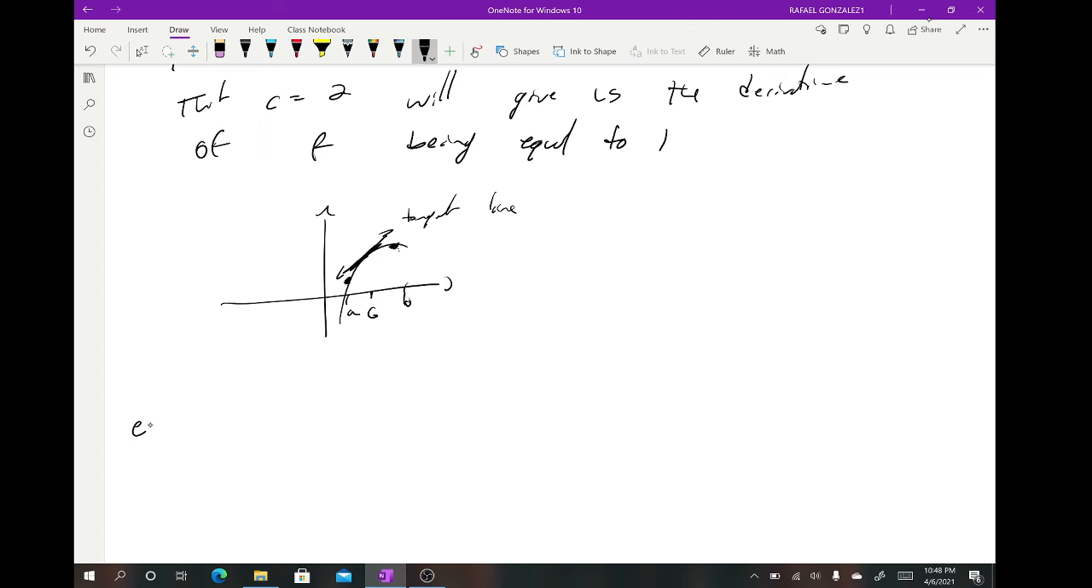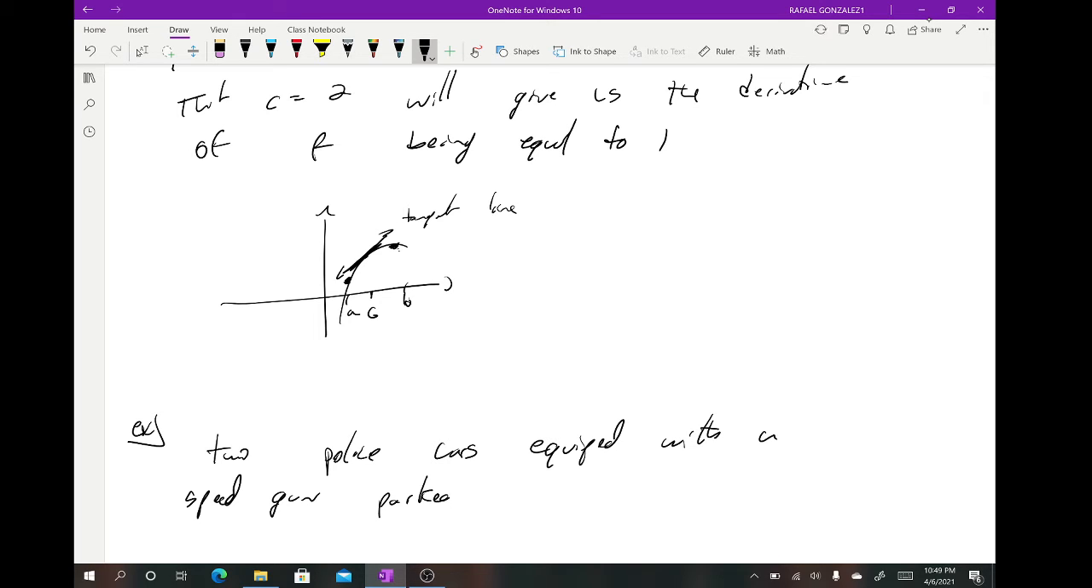All right. Let's do one more example. This one is more of a word problem. So there are two police cars equipped with a speed gun, parked 5 miles from each other on the highway.